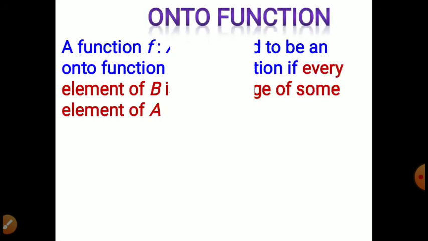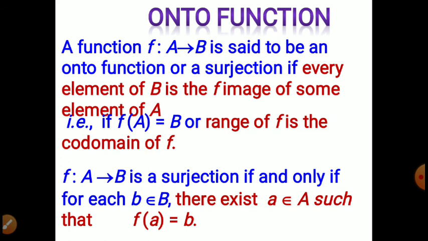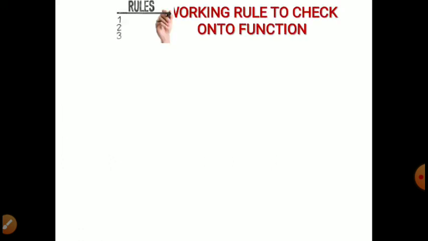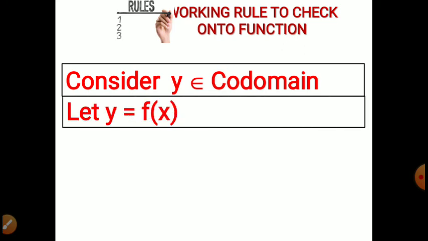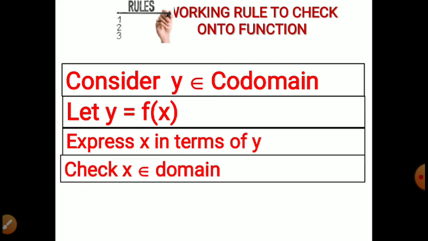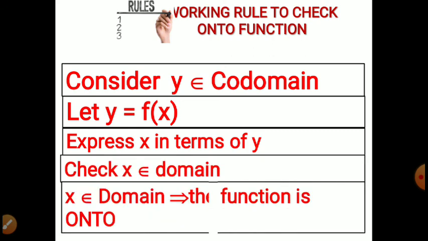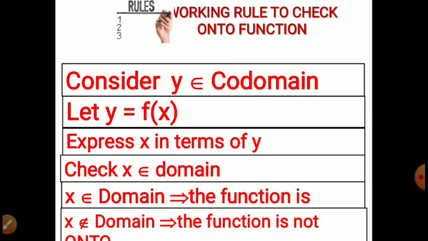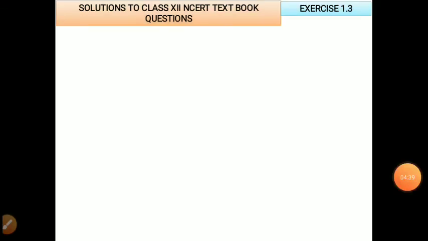Okay, and how do we check if it is an onto function? If f of A is equal to B, that is, the range of f and the codomain are equal, then it is called an onto function. The working rule for checking an onto function is: consider any element y from the codomain such that f of x is equal to y, and express x in terms of y. If that x belongs to the domain, the function is onto, otherwise it is not an onto function. Okay, thank you students. Let us see the exercise problems, all based on this together.